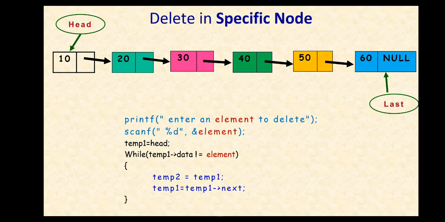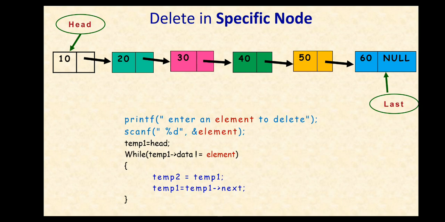How could we identify the specific node? By the data value of that node. The user will enter some element which is there in the list, and he wants that element to be deleted from the list. So for that, using a scanf statement, I read a value element. In this case, let us assume that I read element 40. Then I will delete the node which consists of the value 40. So here the fourth node consists of 40.